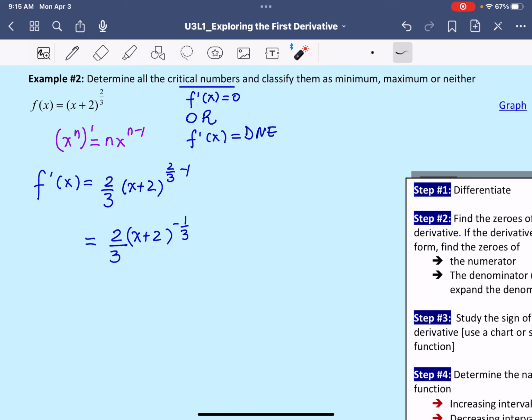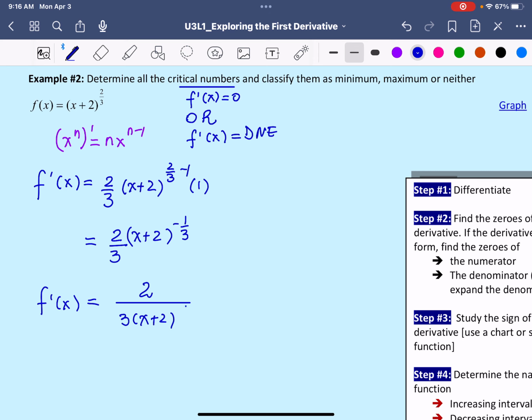Now recall that here we have a small chain, so we have to take the derivative of the inside function, but since the derivative of the inside is 1, multiplication by 1 won't change the value of the derivative. Let's simplify this a little more. So f prime of x would be equal to, we want to write the derivative in the most simplified form because we are preparing to study the sign of the derivative, 2 over 3 times (x plus 2) to the power of 1 over 3.